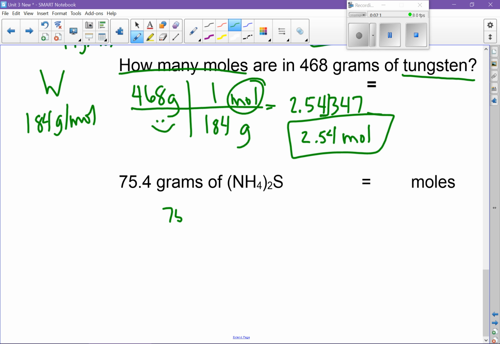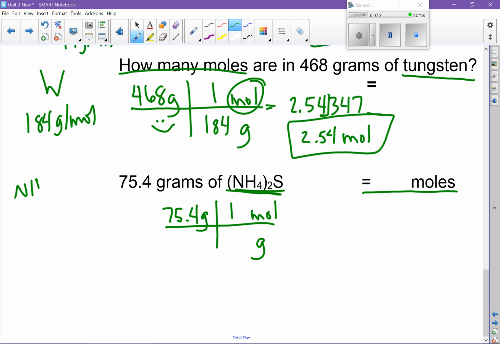Last one. I have 75.4 grams. I'm looking for grams to go down. I want, that was terrible, the number of moles. 1 goes with the mole. Gram means I need the molar mass of this chemical right here. So there's (NH4)2S. I'm going to have to distribute that 2, which means there are 2 N's, 8 H's, and 1 S. Then I multiply by the mass from the periodic table.